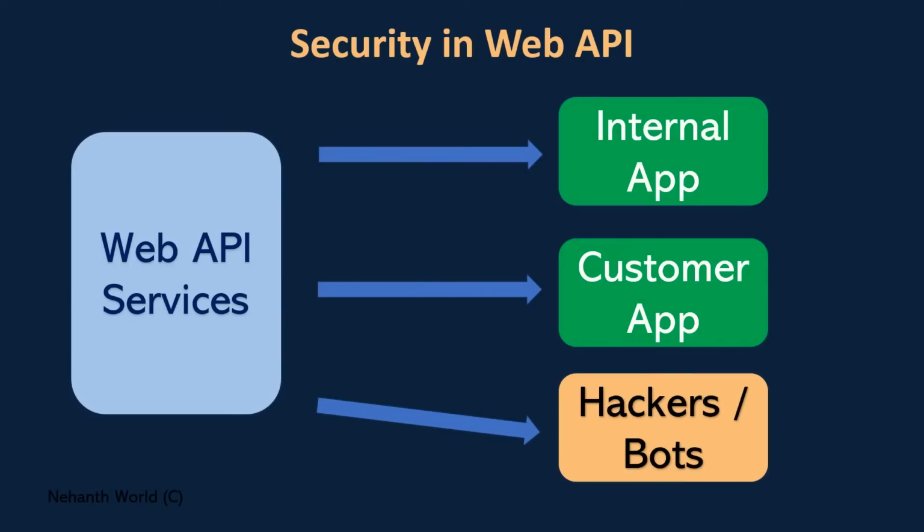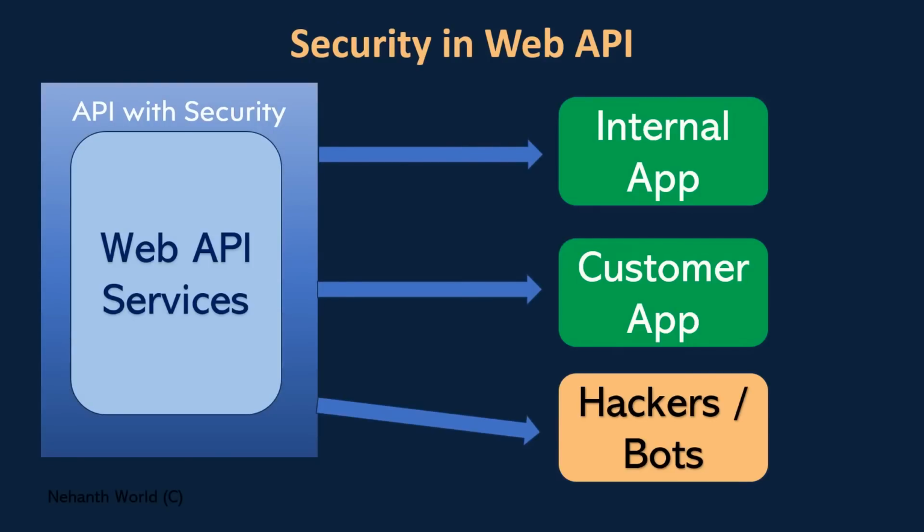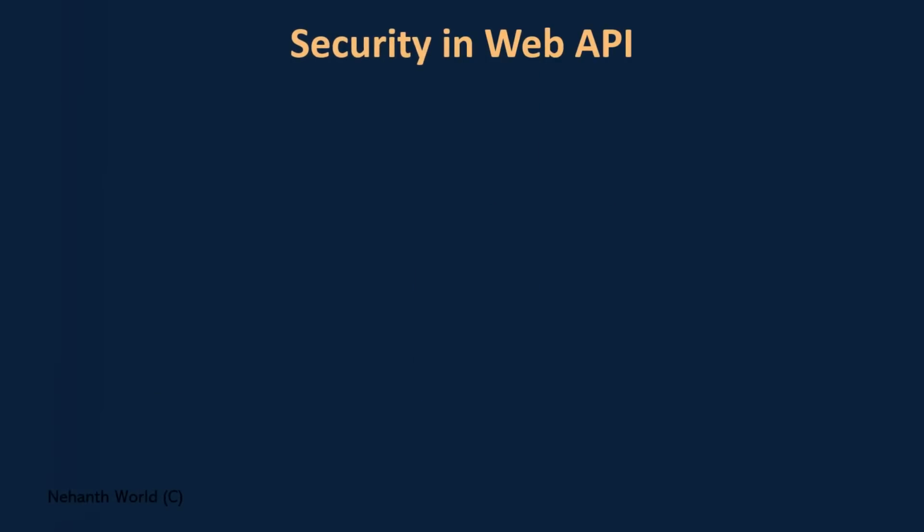So how can we block these hackers or bots or unwanted customers? If you want to allow only the wanted customers, and block unwanted customers, we should not implement Web API services without any security. If you want to block these kinds of customers, you need to implement Web API services with security. If you implement these Web APIs with security, you can allow only whitelisted customers and you can block the others. Let us see the different stages of security in Web API.